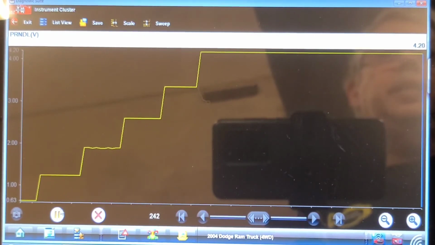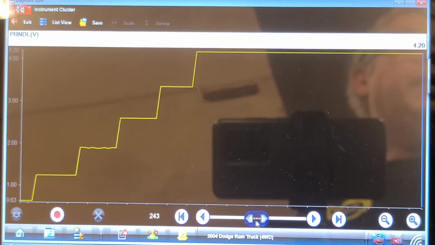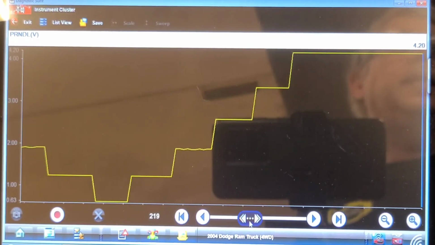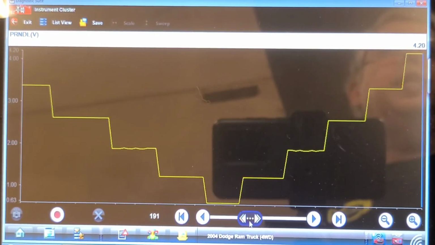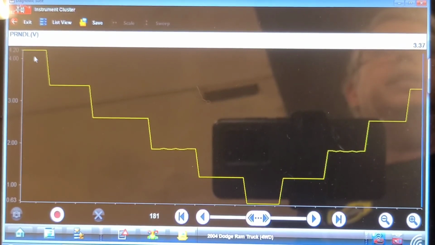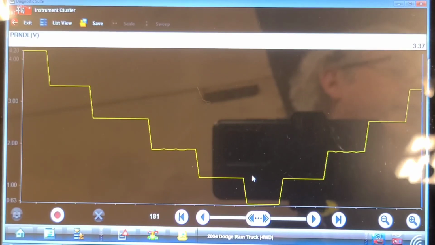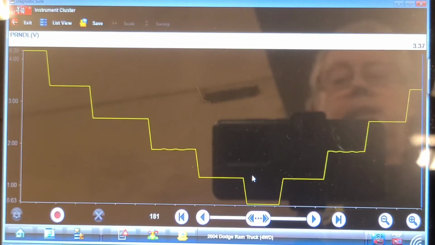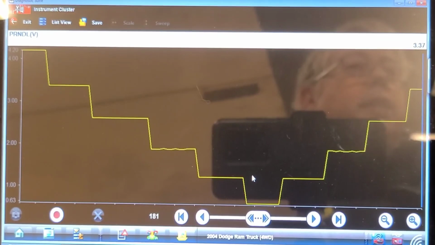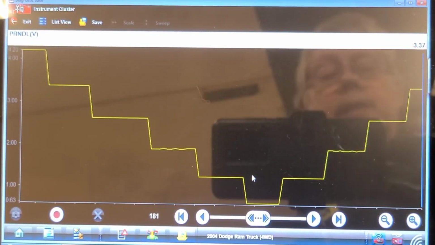Let's pause this, play it back a bit. So each position of the gear shifter, that's park, reverse, neutral, drive, second, and low, and then all the way back. So this one's repaired. The gear shift's working fine now. That's it for this vehicle until we get a part for the intake. So we're good to go.